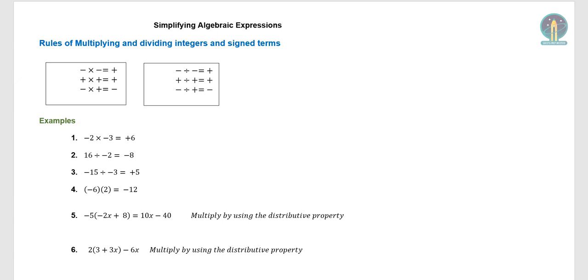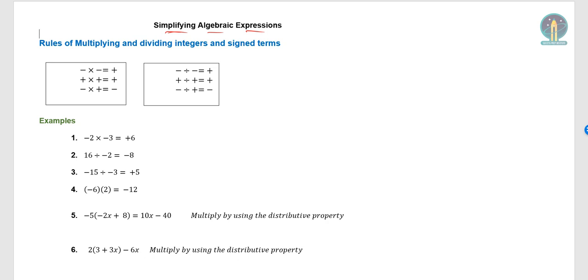In this concept, we're going to talk about simplifying algebraic expressions. Simplifying algebraic expressions essentially involves rewriting these expressions in the simplest form. And that can include things like combining like terms, distributing numbers that are outside of parentheses, or algebraic terms that are outside of parentheses, etc.